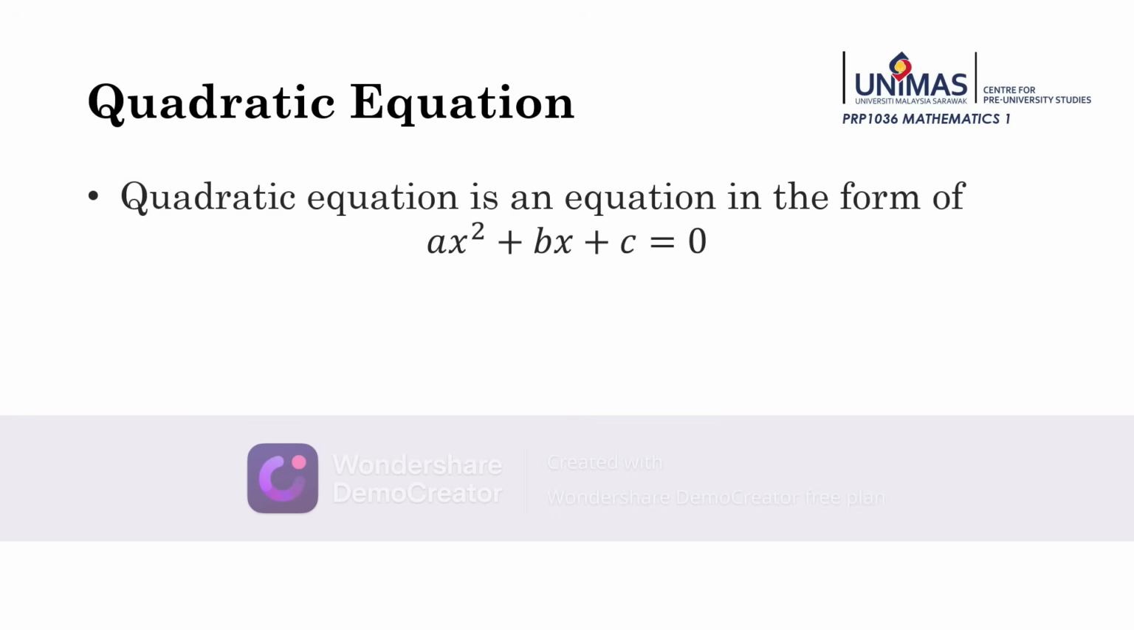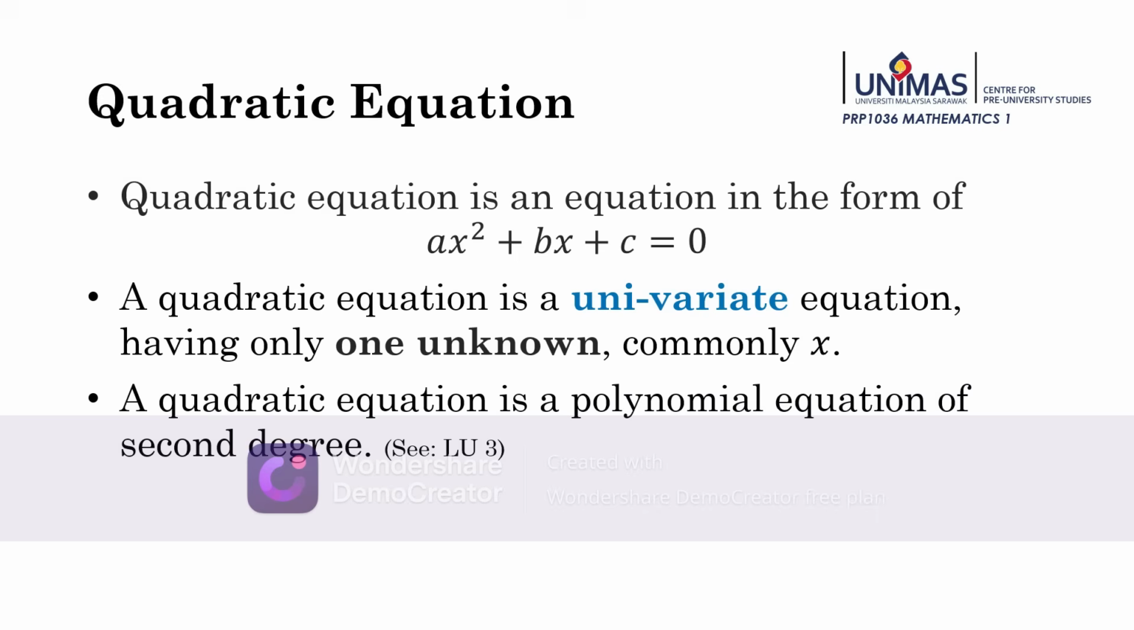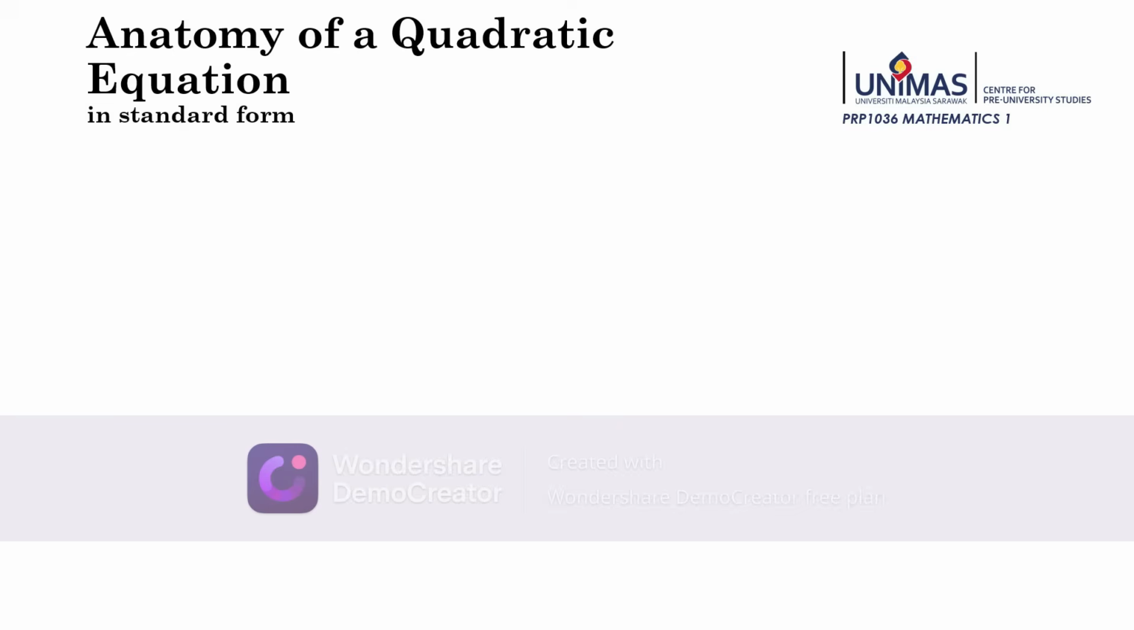For a quadratic equation, we have the equation in the form of ax squared plus bx plus c equal to 0. A quadratic equation is a univariate equation having only one unknown, commonly x. A quadratic equation is a polynomial equation of second degree. You will learn what second degree is later on.